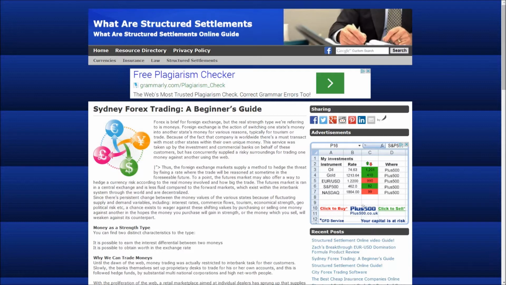Forex as a hedge. Commercial enterprises doing business in foreign countries are at risk due to fluctuation in the currency value when they have to buy goods or services from or sell goods or services to another country. Hence, the foreign exchange markets provide a way to hedge the risk by fixing a rate at which the transaction will be concluded at some time in the future.